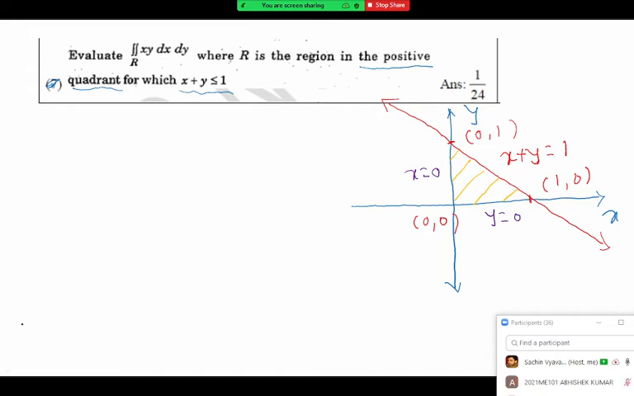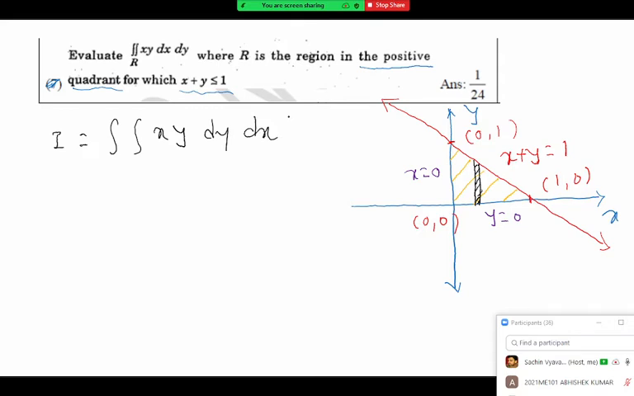Okay, suppose we take a vertical strip. Can you observe the limits of y now? Why the limits of y? Because when the vertical strip is there, the order is dy dx. So the integral will become a double integral, I will take xy dy dx. Now you should tell me the limits of y.